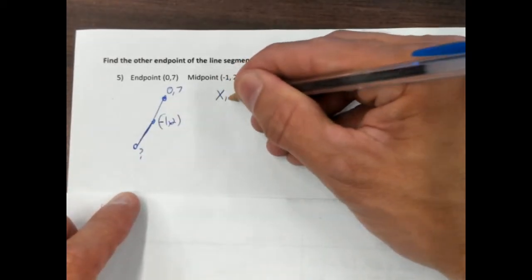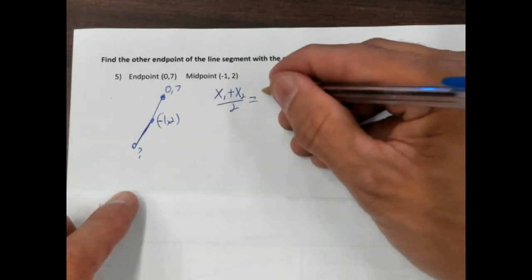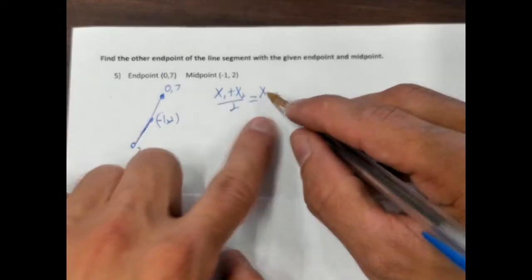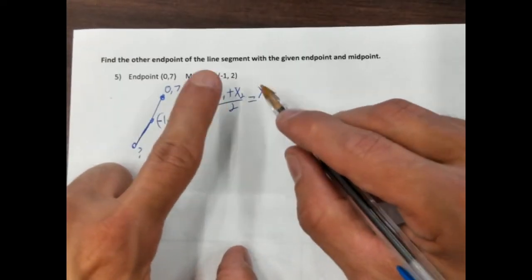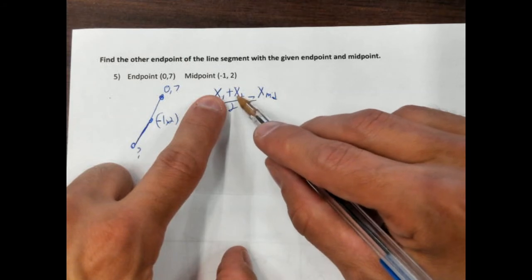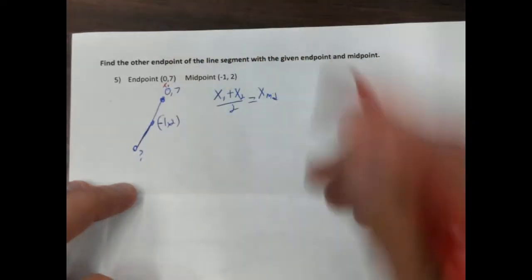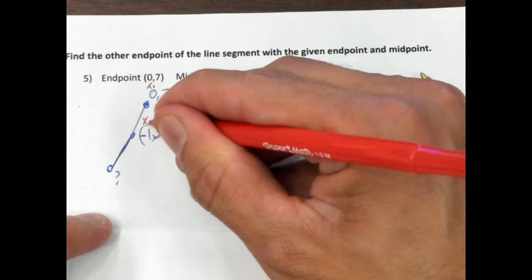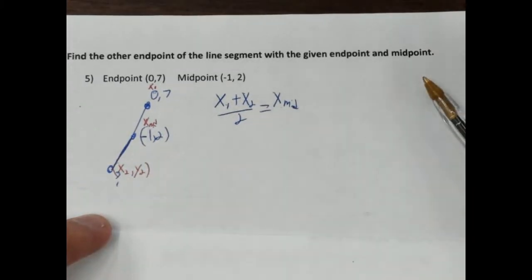So let's go back to our formula. We know that (x sub 1 plus x sub 2) over 2 tells us the x value of the midpoint, right? We know that's x sub mid. Well, we know this value, and we know this value, so we can plug those values in and solve for the missing x value. This is x sub 1, this is x of the midpoint, and this is x sub 2, which we don't know.